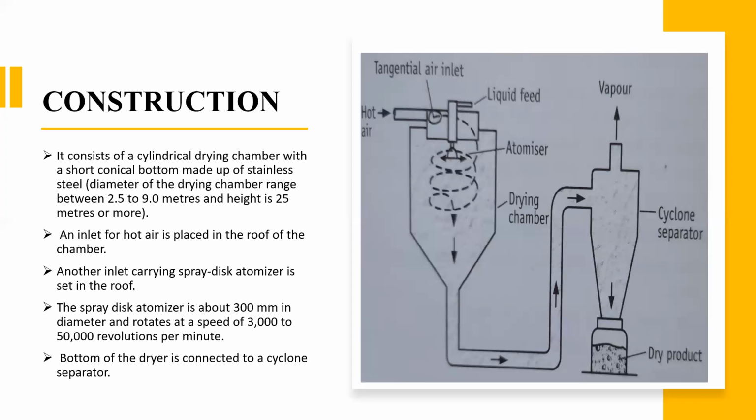So the rate of feed is adjusted in such a way that the droplet should be completely dried before reaching the wall of the drying chamber. So the speed will be controlled, the rate of liquid feed into this chamber through this atomizer, which is controlled or adjusted. There is a formation of droplets which are dried before going to the wall of this chamber.